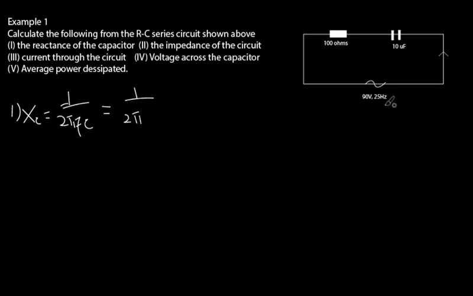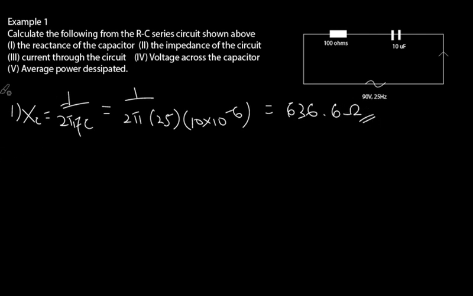The frequency we have over here is 25 Hertz, so we have 25, and then the capacitance is 10 microfarad, which is 10 times 10 raised to the power minus 6. If we input everything into the calculator, we are going to get 636.6 ohms. So this is for the first part, that is the reactance of the capacitor.